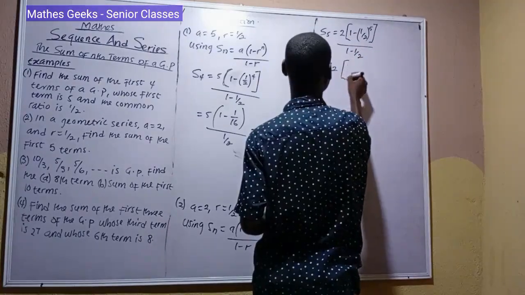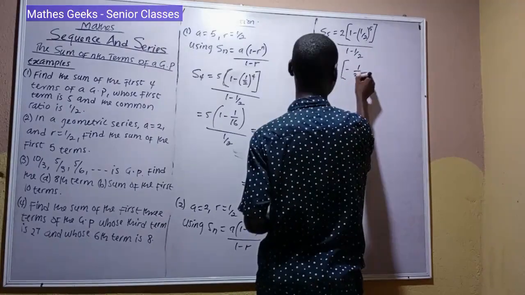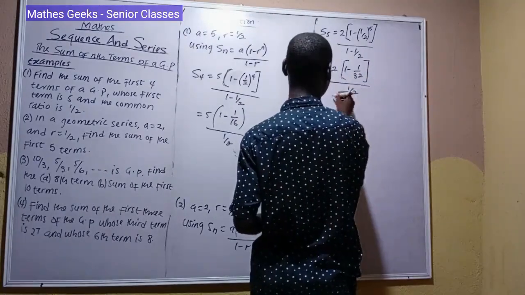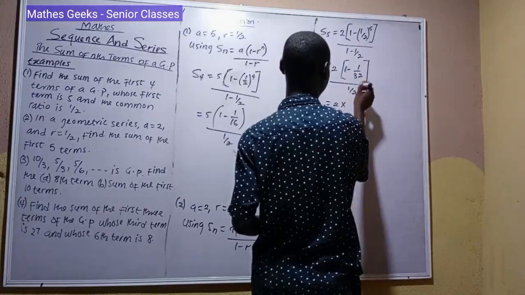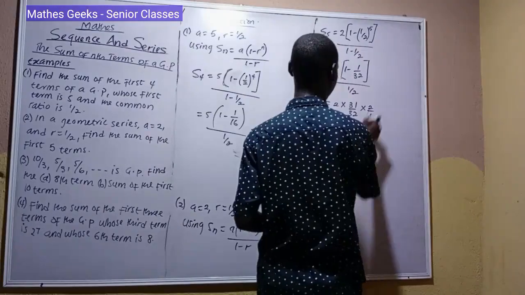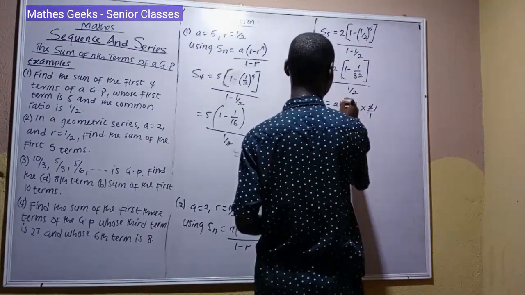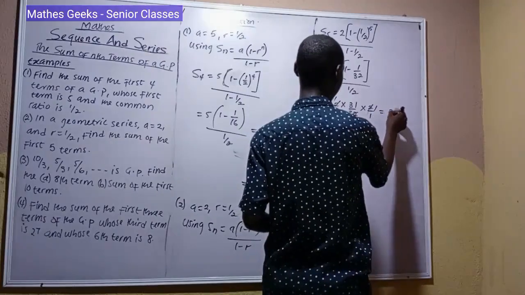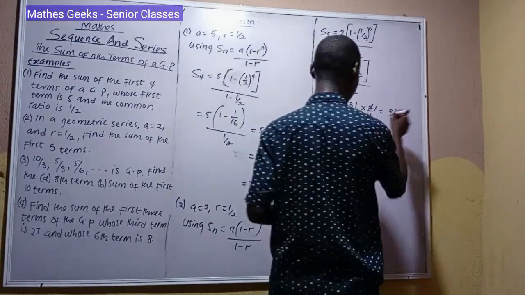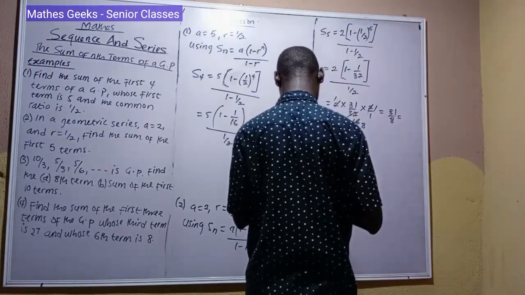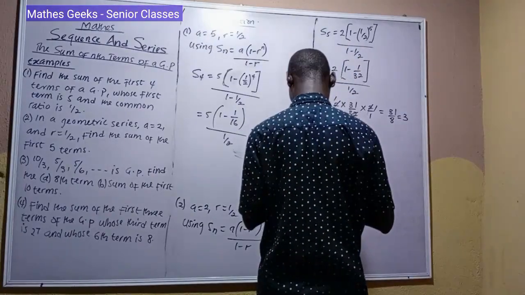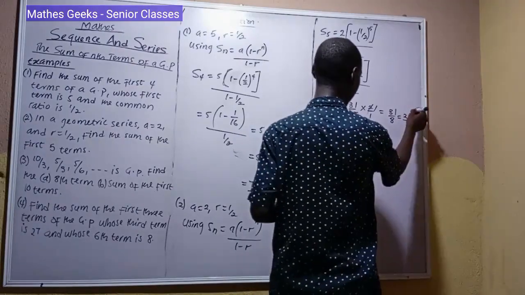2 times 1 minus 1 over 32 over 1 over 2. And this will give us 2 times 31 over 32 times 2 over 1. 2 here 1, 2 here 16, 2 here 1, 2 here 8, so 31 over 8. And this will give us 3 whole number and 7 over 8.